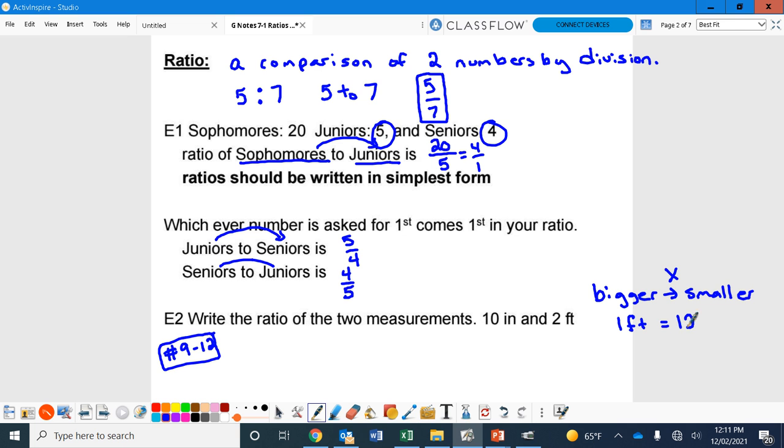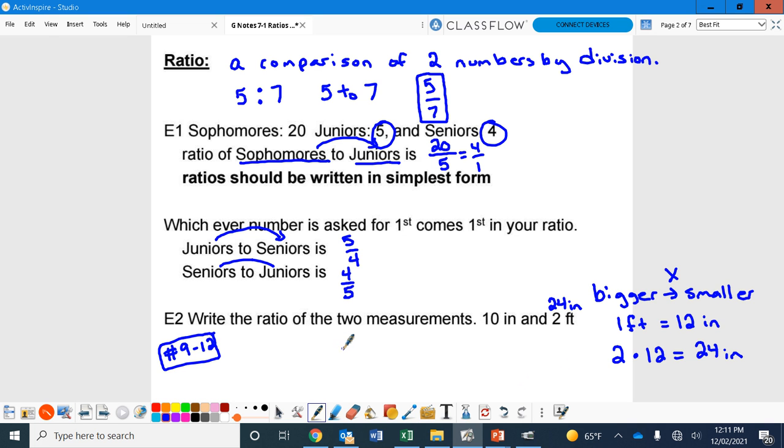12 inches. So if I have 2 feet, 2 times 12 means really we're talking about how many inches? 24 inches. Take a second, get that down. I'm right ahead of anybody. Make sure you get that down, get that conversion. So instead of comparing 10 inches to 2 feet, we're really comparing 10 inches to 24 inches.